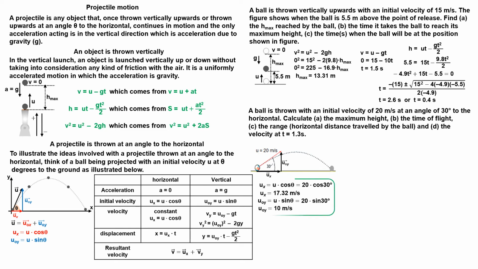To find the maximum height, we must analyze the equations and look for the one that answers our question in the fastest way. I think this equation does. When the ball is at its maximum height, the vertical component of its velocity is 0. It still has a horizontal component, which is constant. Substitute the values and perform the calculations.